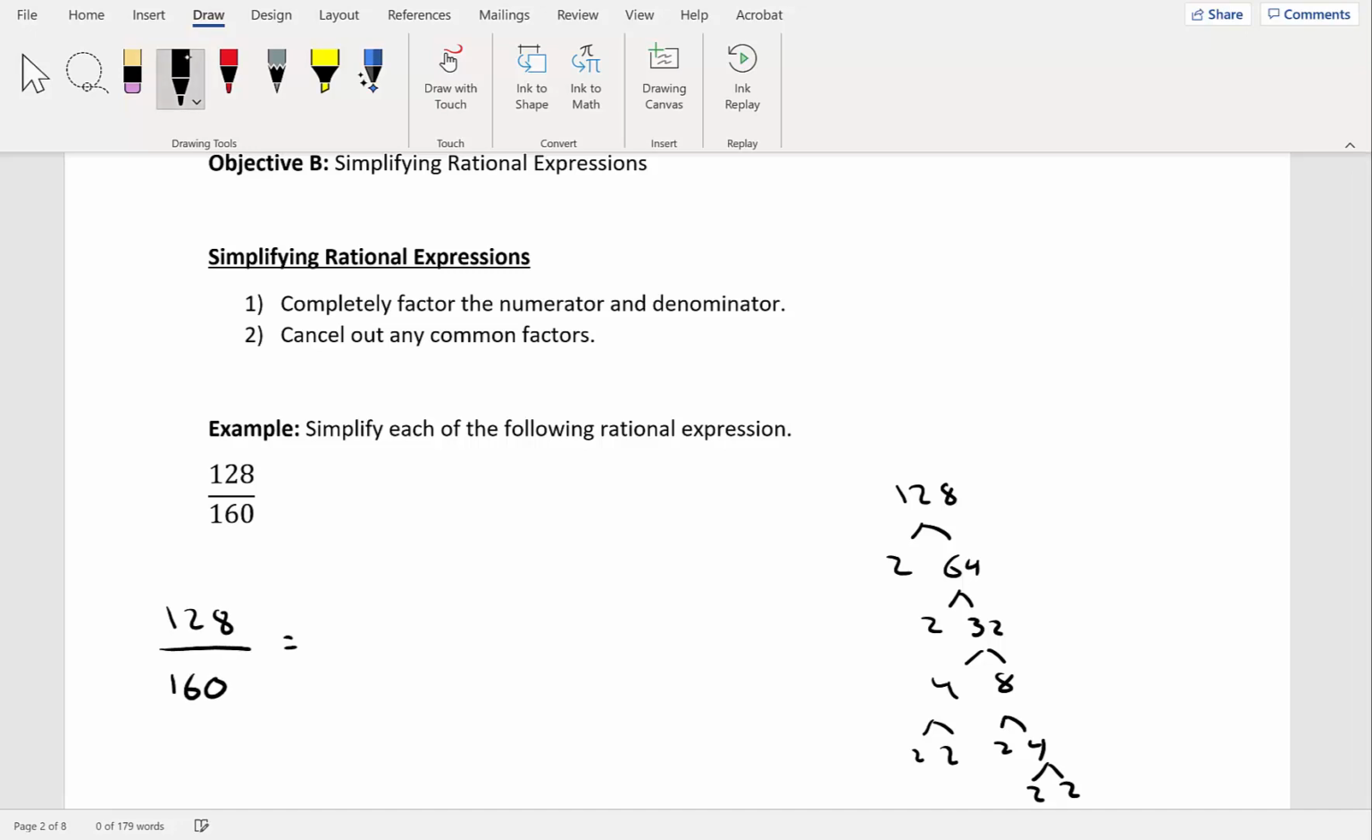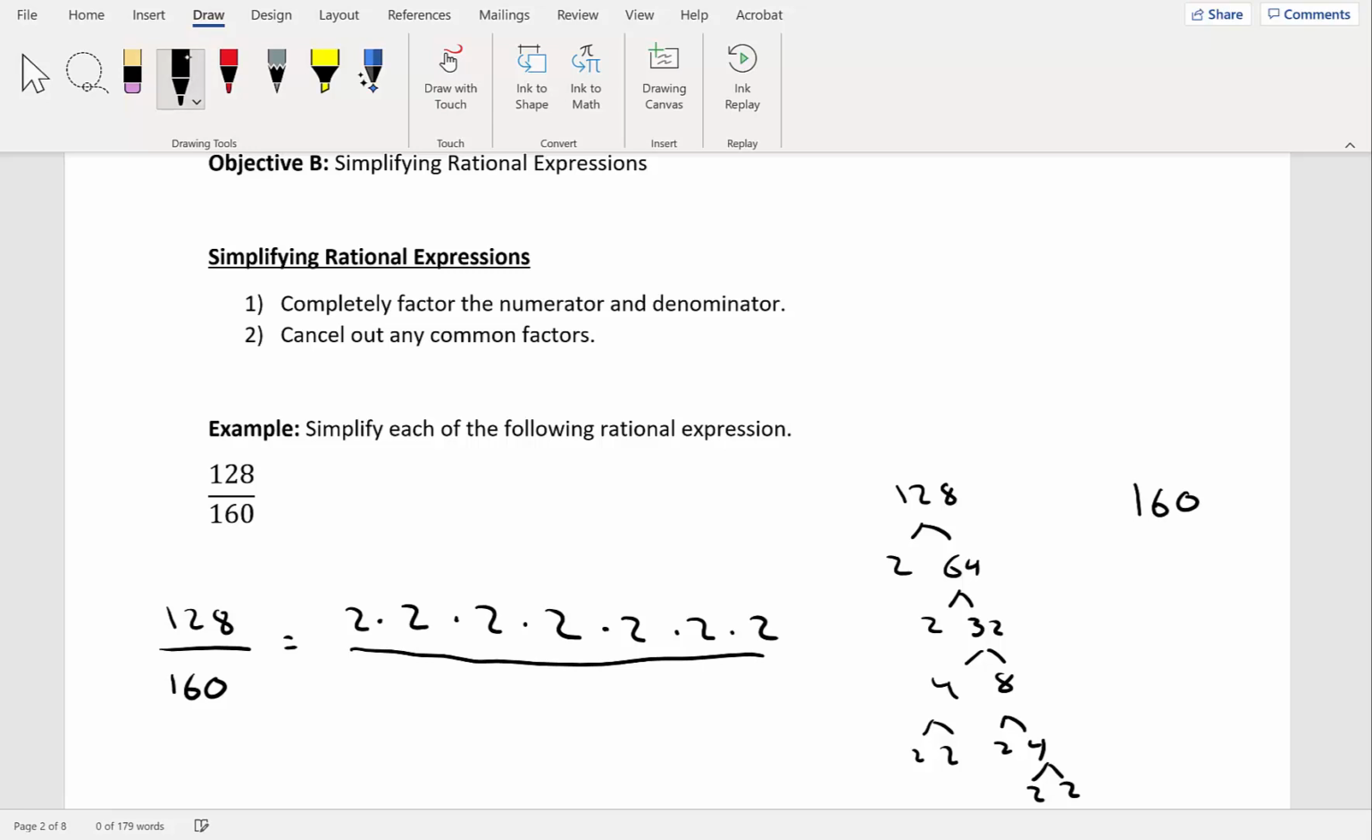Okay, so let me write this now. 128 is 2 times 2 times 2 times 2 times 2 times 2 times 2. Let me see, how many 2's do we have? 1, 2, 3, 4, 5, 6, 7. Okay, so I completely factored out that 128.